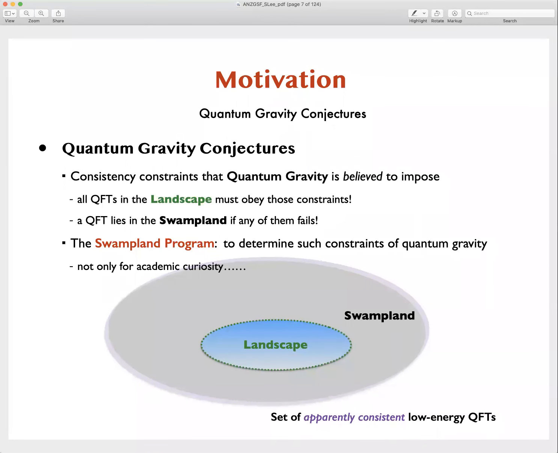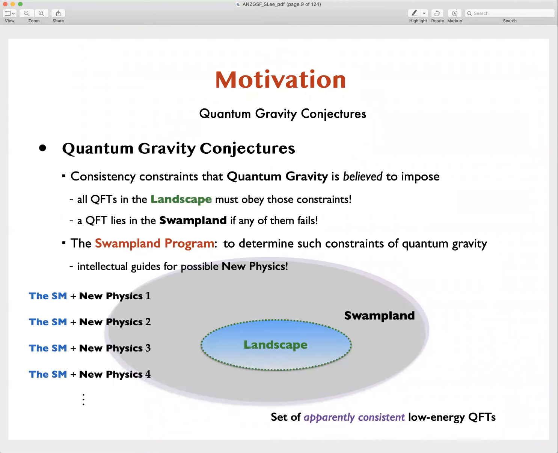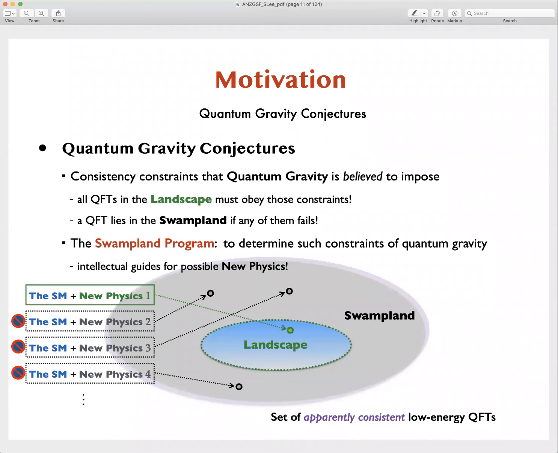In fact, I'd like to emphasize that this is not only for academic curiosity. On the very contrary, this is the kind of program that can, in principle, serve as an intellectual guidance for possible new physics. The reason is simply that the theory of our universe must sit in the landscape. Any innocent new physics ideas, which nonetheless contradict any of the quantum gravity conjectures, should never work. Because if they did work, then our universe would be put into the swampland. And this is the sense in which the Swampland program connects in principle to our universe as a quantum gravity theory. So enough about the abstract definitions. For concreteness, let me now present a few example conjectures.